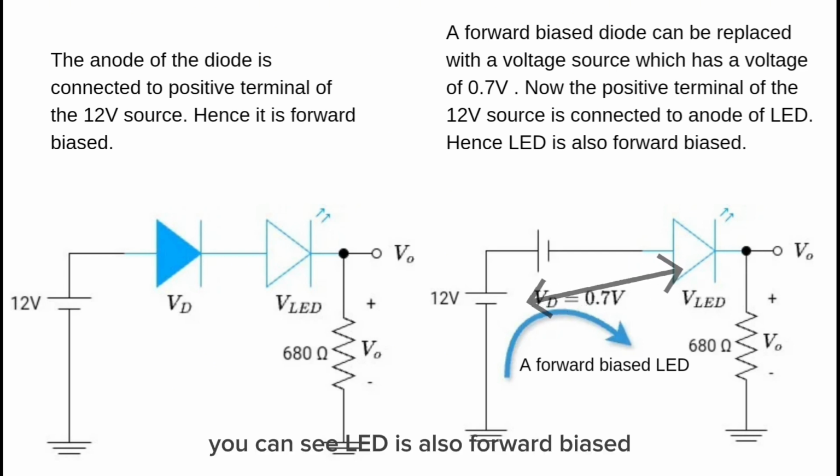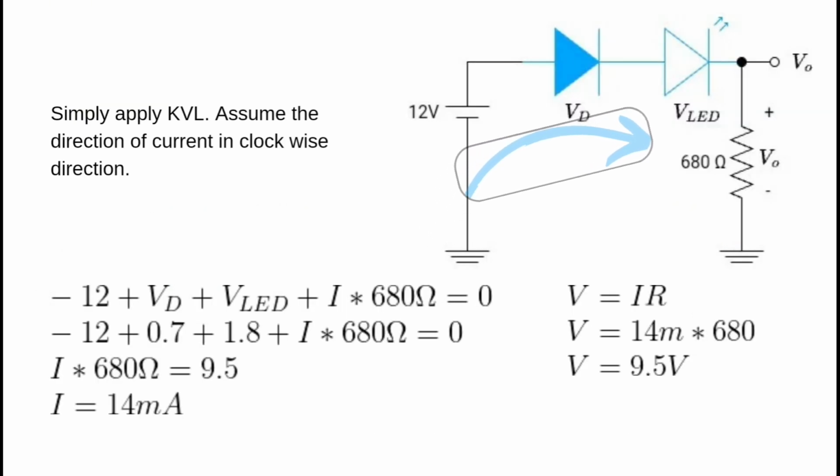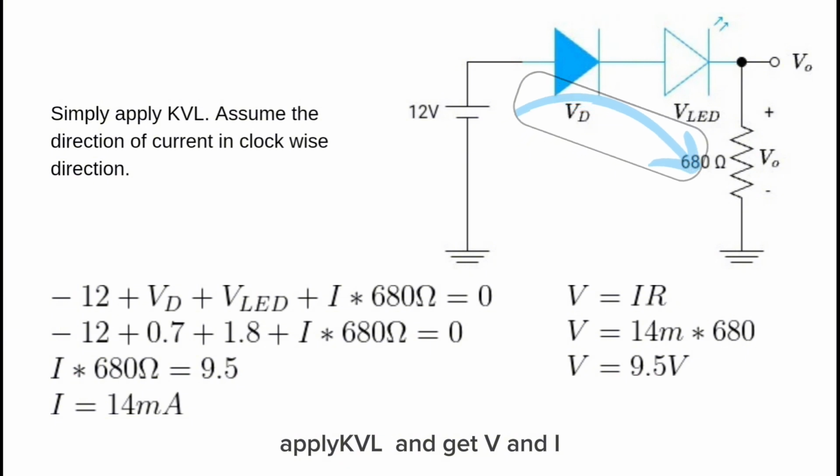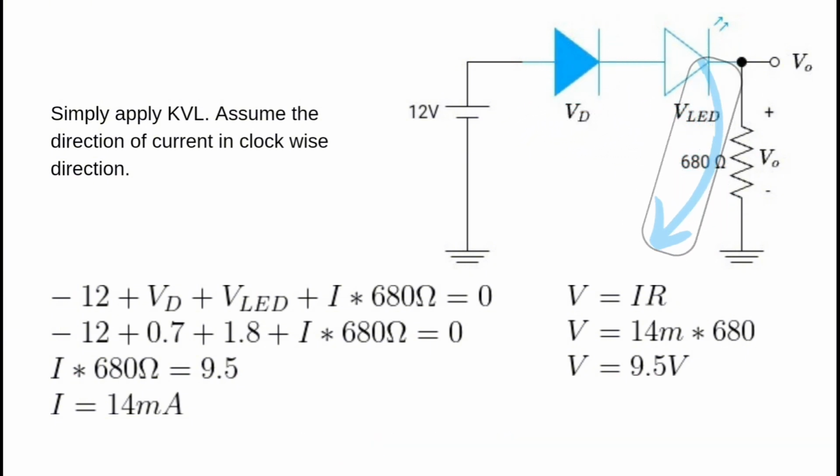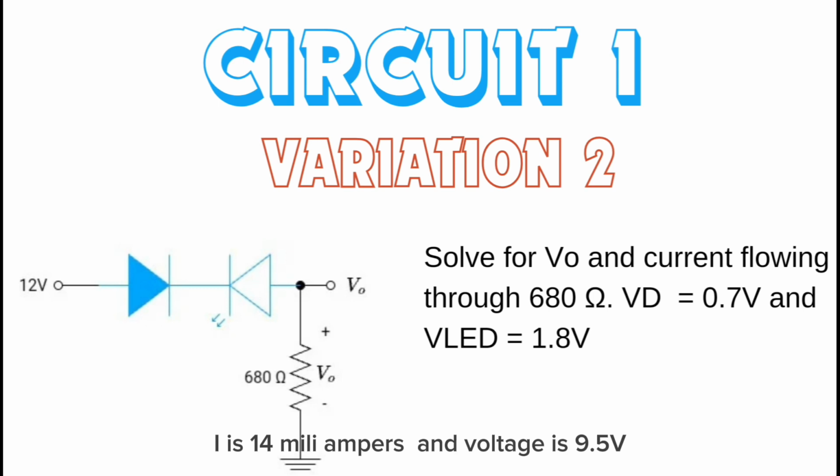You can see the LED is also forward biased. Apply KVL and get V and I with the help of this formula. I is 14 milliampere and the voltage is 9.5 volt.